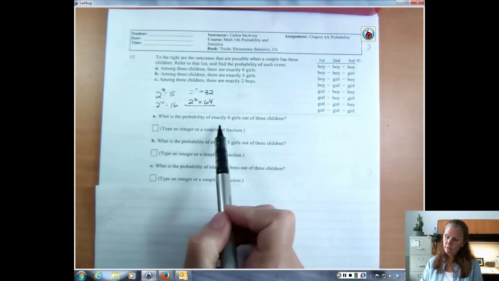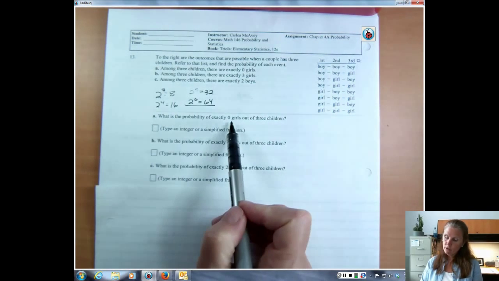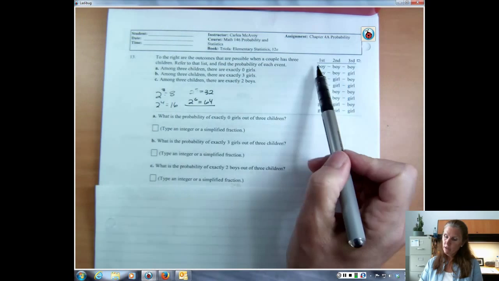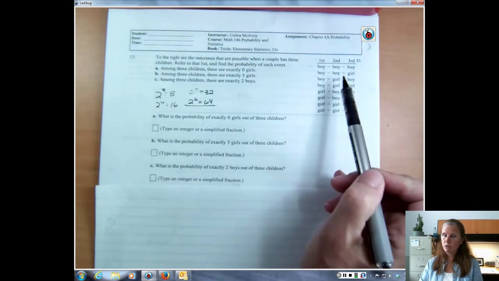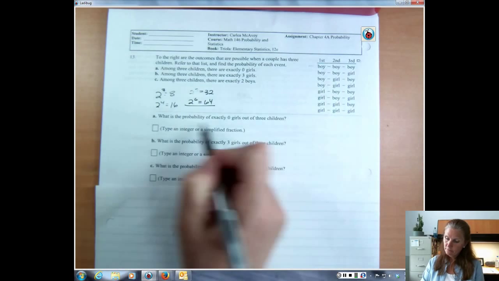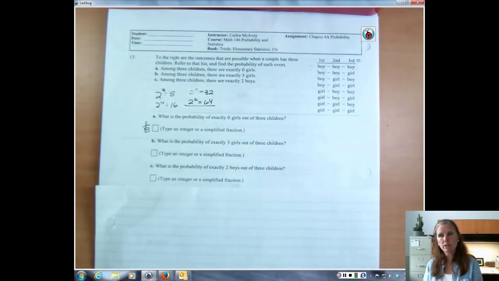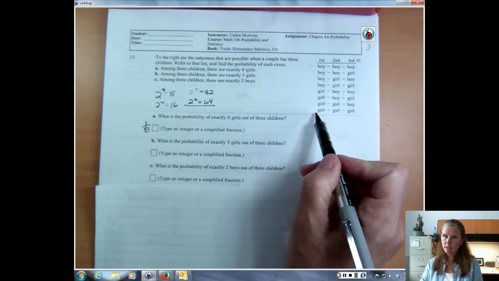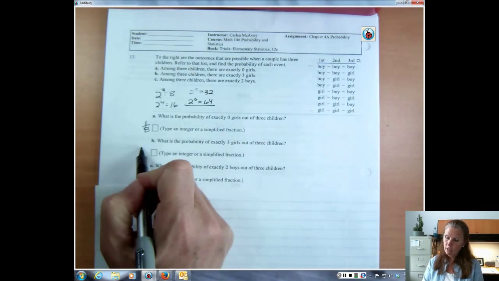What is the probability of exactly 0 girls out of 3 children? Right here is the only place where we have 0 girls. That's when we have 3 boys. And that happens 1 out of 8. 8 possibilities, 1 time there's no girls. What is the probability of exactly 3 girls out of 3 children? Well, there's 1 time when you get all 3 girls. That's down here. That's also then 1/8.